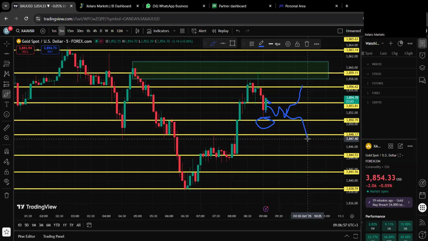Let's now proceed. Look at the support and resistance. I don't know if you have challenges on the support and resistance.